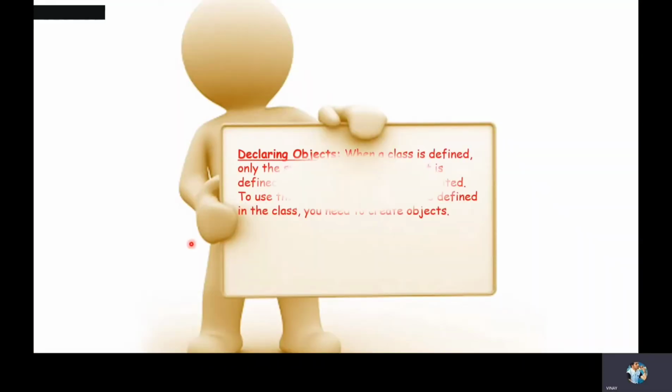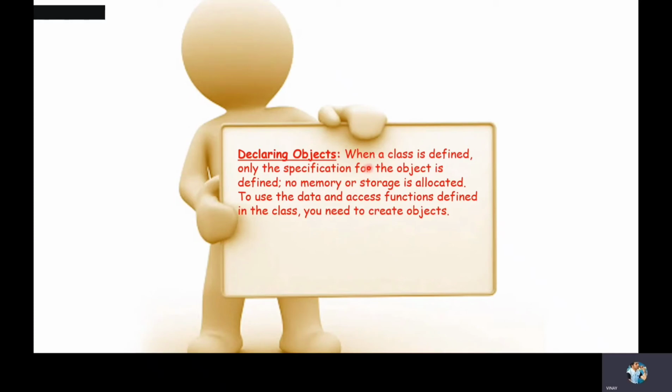Then let us see how to declare the objects. When a class is defined, only the specification for the object is defined. No memory or storage is allocated. To use the data and access functions defined in the class, you need to create objects. The syntax for declaring objects is class name and object name ended with semicolon.